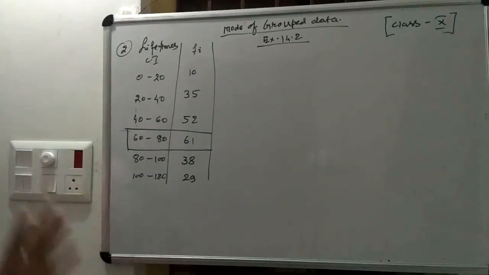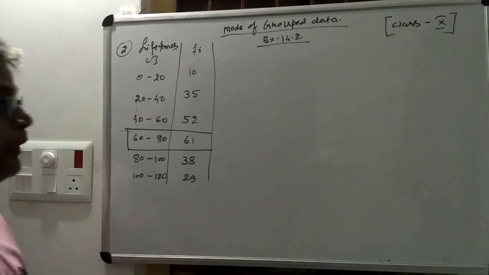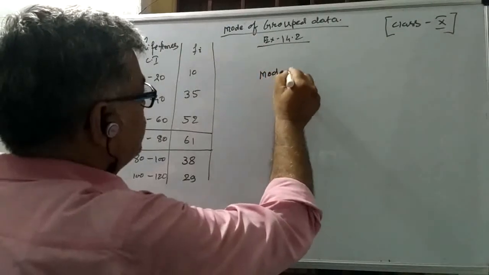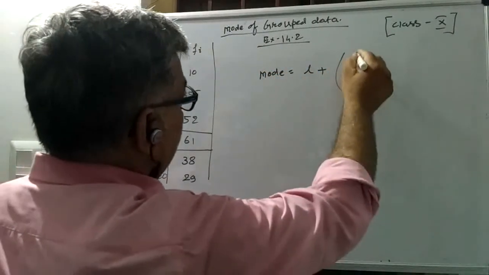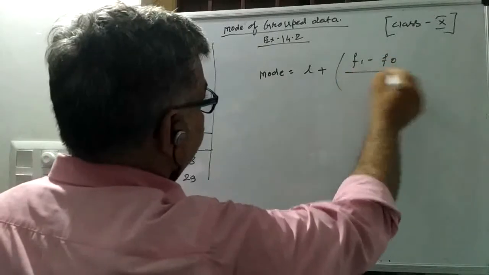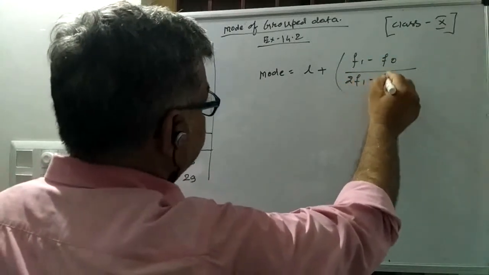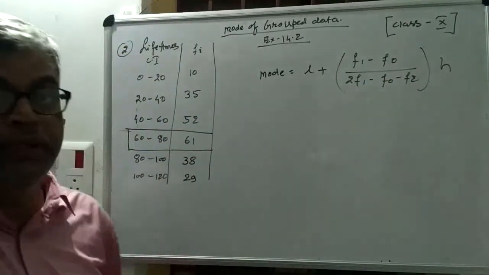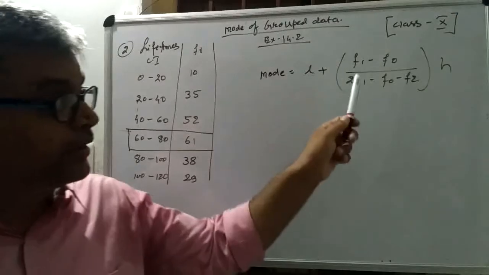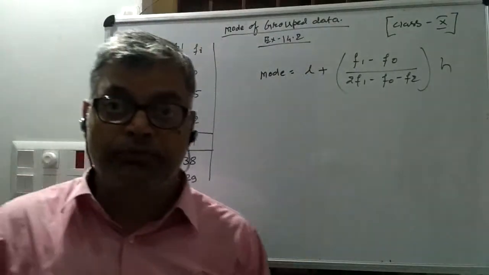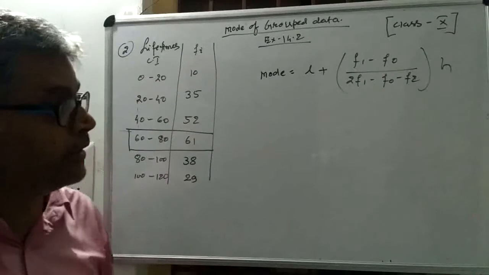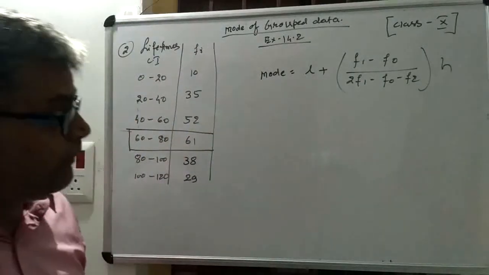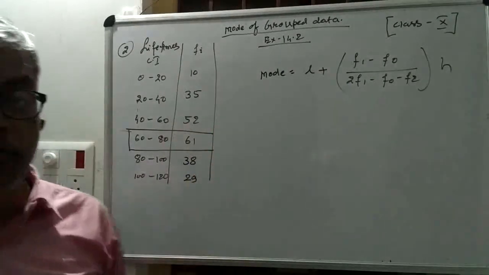Now after getting the modal class, we can apply the formula for mode. Mode equals L plus (f1 minus f0) divided by (2f1 minus f0 minus f2), into h. In my previous video, I discussed what L represents, what f1 represents, what f0 represents, what f2 represents, and what h represents. Otherwise, take a review of that.